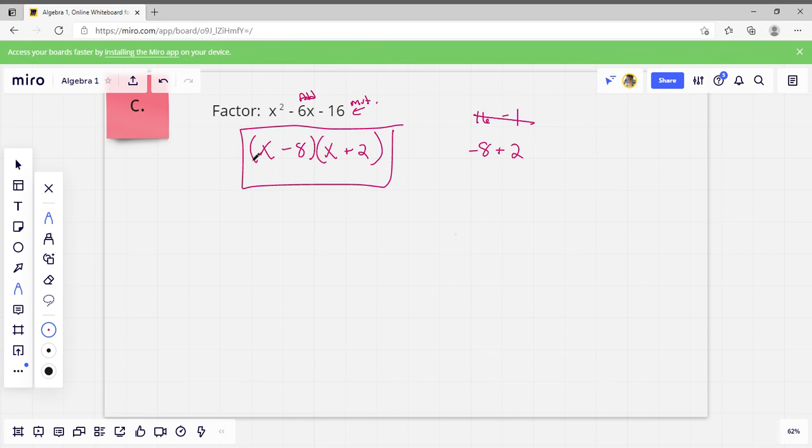All right, that is it for lesson 69, factoring trinomials.